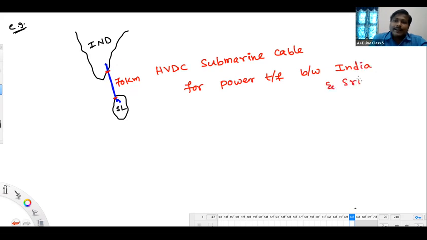Actually, HVDC was introduced into power system networks in the world by means of this HVDC submarine cable, to transfer power between two countries which are separated by oceans, separated by water. We have to use a submarine cable, an HVDC submarine cable. This is one of the very practical applications. Yes, it is really existing. Undersea cable, like that you can also see it. Okay.